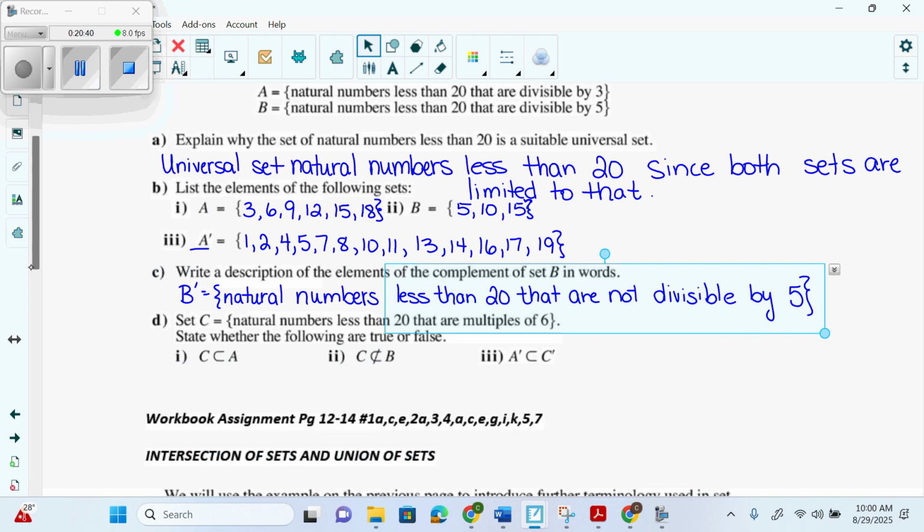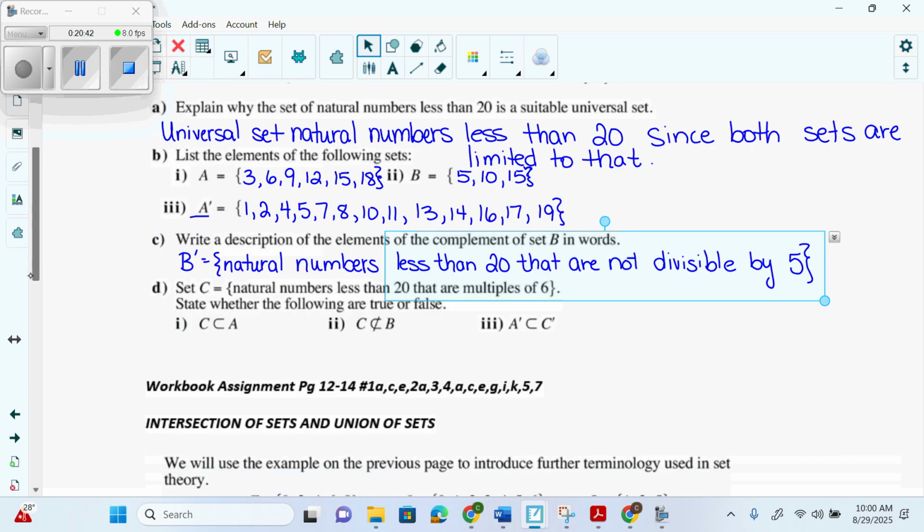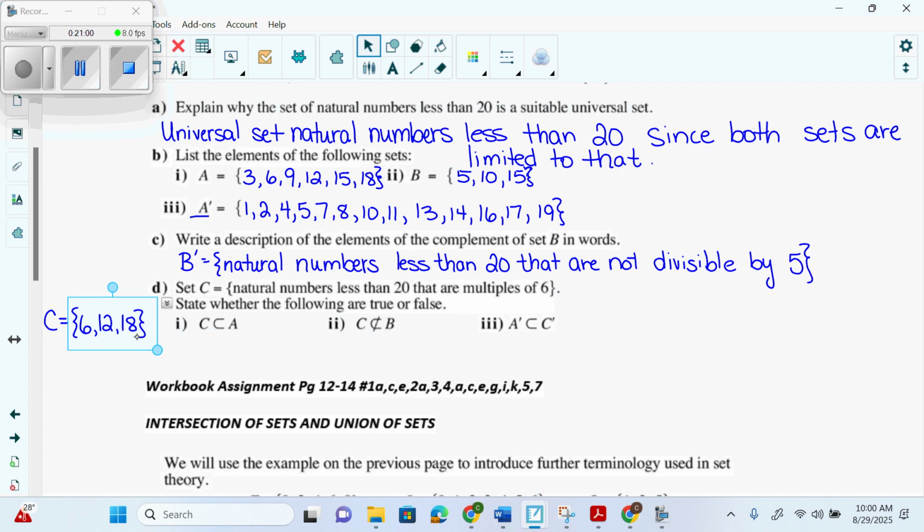Okay, let's look at set C. Set C says natural numbers less than 20, so we're still using the same universal set, that are multiples of 6. So let's look at C. Multiples of 6. What are we going to start at? 6, then 12, then 18. What does this little symbol represent? Yeah, subset. So everything in C has to be in A, right?